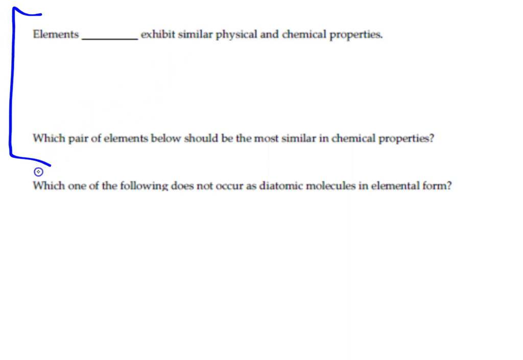All right, this one, not hard at all. Which one of the following does not occur as a diatomic molecule in an element? Does not is important here. So I'm testing you whether you have your diatomic atoms memorized, right?